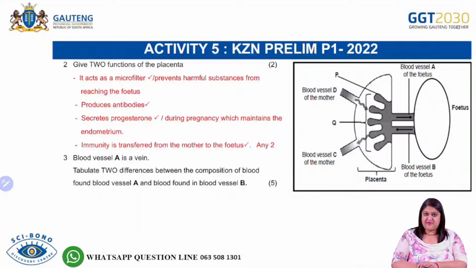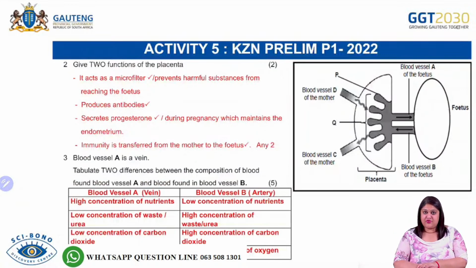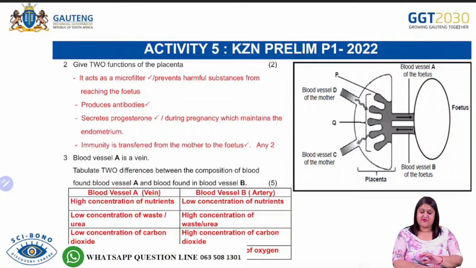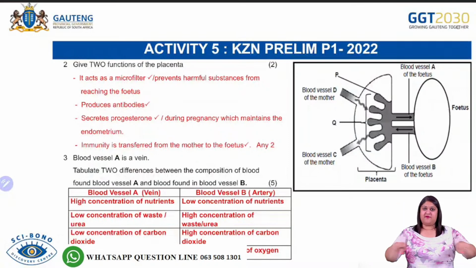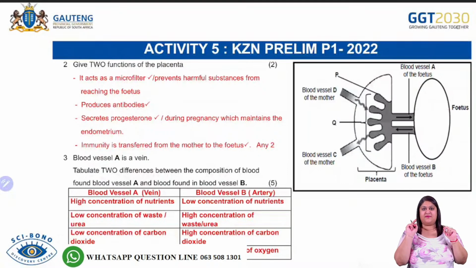Tabulate 2 differences between the composition of blood found in blood vessel A and found in blood vessel B. So in this instance, they were nice enough to tell us that A is a vein, so that when you do your table, you can identify the vein, and then you can see the other one is the artery, and now you need to compare them. Please remember that when you draw a table, it's a full table, a full block with column headings, and to get your 1 mark for table, you need to put the column headings in.